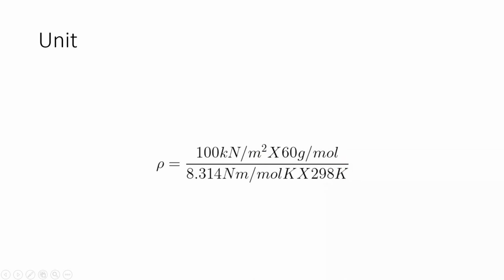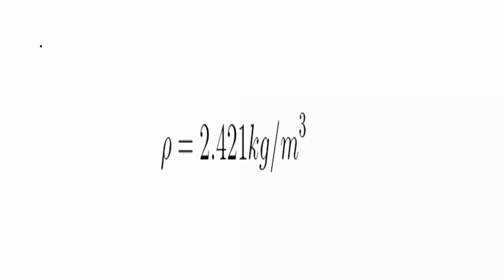Now you can see here Kelvin to Kelvin will cancel out, mole to mole also will cancel out. Newton to Newton will cancel out, so you will get only gram and kilo, meaning 1000. 1000 gram is equal to 1 kg, right? So we will get the answer in kg per meter cube. From solving this equation, we will get 2.421 kg per meter cube as the density.